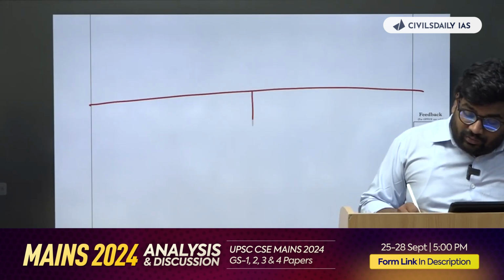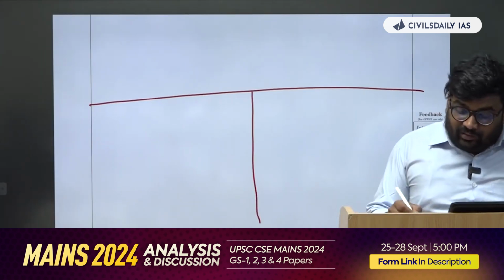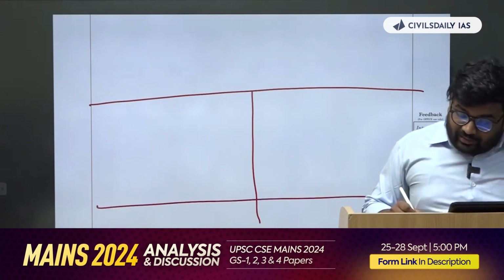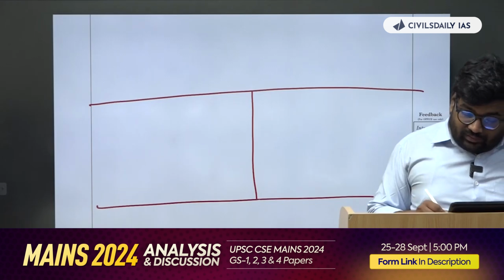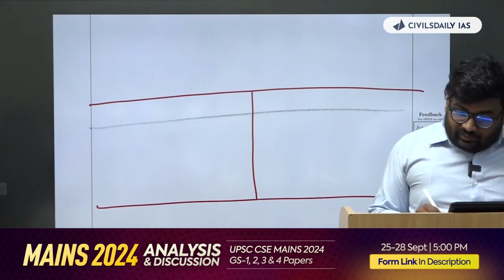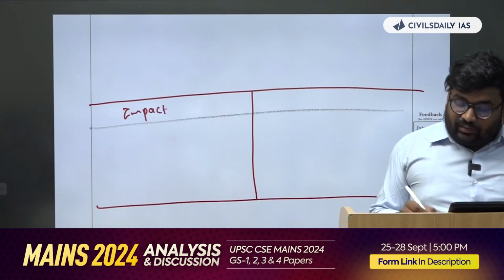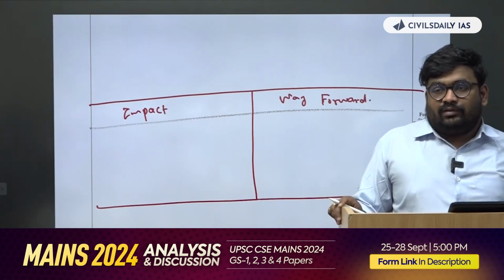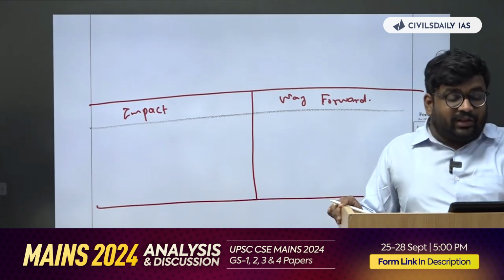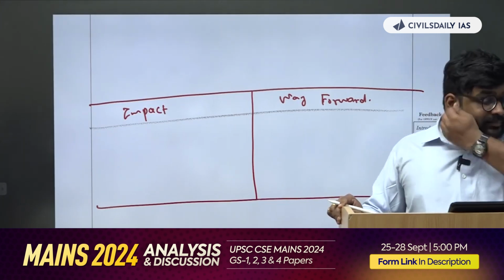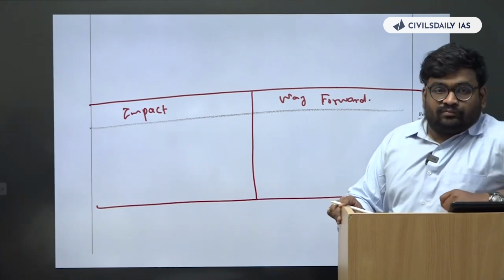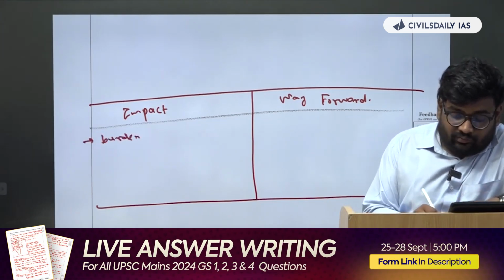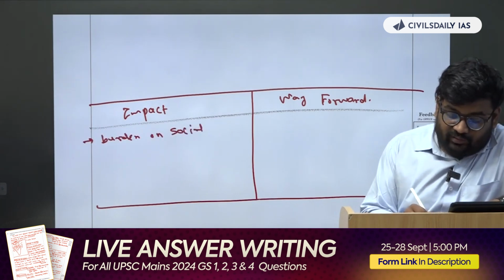So what we do when we apply the 70-30 formula, we simply use a table, where we highlight the issue, so impact, and we provide the way forward. Just 2 points each. So what will be the impact of it? Simple, the core impact is the burden on social welfare spending.